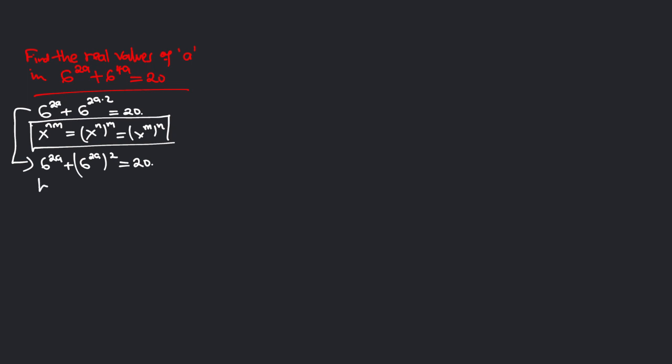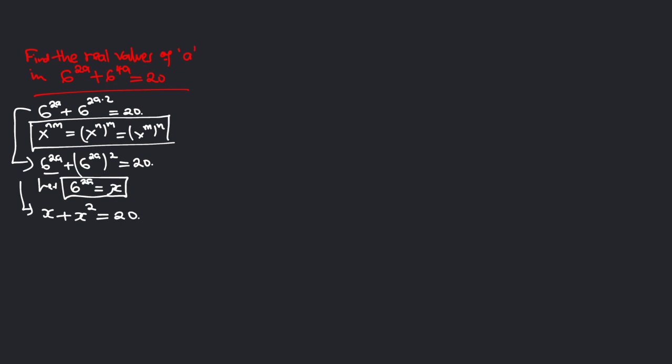At this point, I want us to let 6 to the power of 2a be equal to x. So we let 6 to the power of 2a be equal to x. And if we substitute x back into our expression, 6 to the power of 2a becomes x, plus 6 to the power of 2a squared therefore becomes x squared, and that is equal to 20.